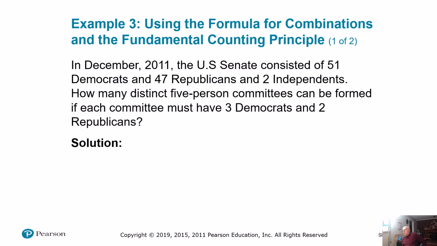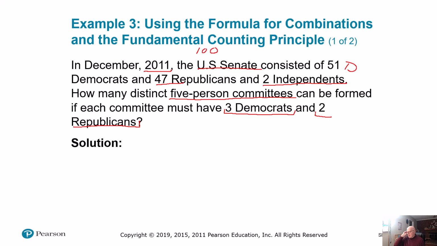And I'll give an example from politics, if you don't mind. So we're going to the U.S. Senate. Remember how many senators we've got? We've got 100 senators. In this case, in 2011, most likely different now, you've got 51 Democrats, 47 Republicans, and 2 independents. What we want is a 5-person committee. So we want 5 people out of those 100. And for whatever reason, we want 3 Democrats and 2 Republicans for our 5-person committee. We don't want any independents for whatever reason. How do we do it?